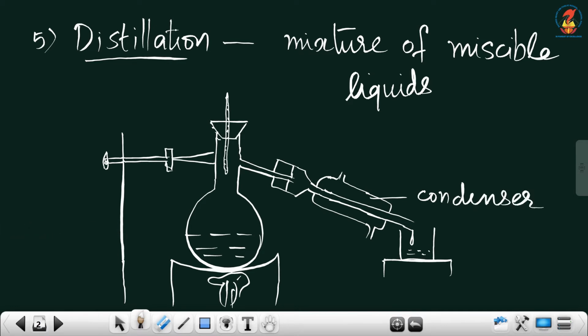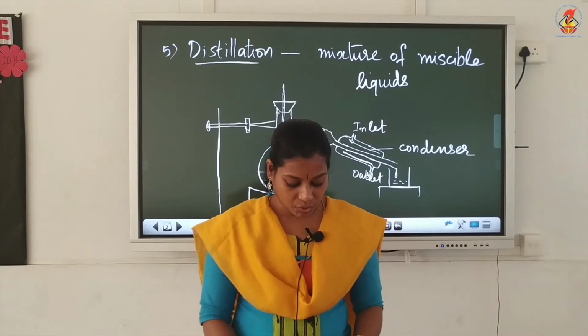This condenser has an inlet and outlet. Through this we are allowing water to pass. Water is not mixing with the inner tube, it is passing only through the outer sides. When water comes in, it will pass through this area and flow out. Through this it will enter, and without mixing with the inner liquid, it will pass out through the other opening, that is the outlet.